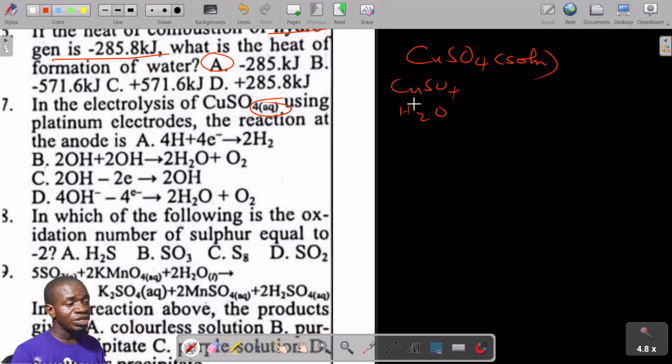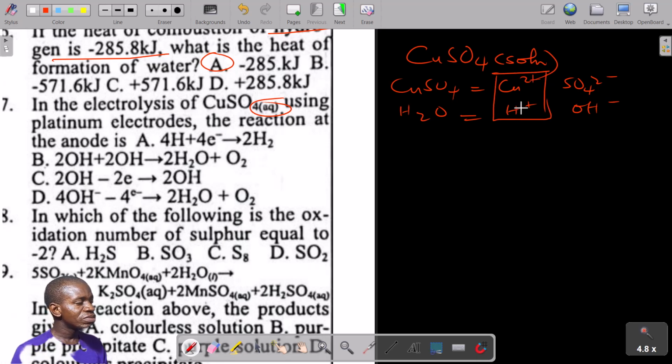And in electrolysis, there is going to be decomposition. So if this decomposes, it's going to be copper 2 ion and sulfate ion. Then this is going to give me hydrogen ion and hydroxide ion. These two are the positive ions, they'll go to the negative electrode called the cathode. And these two will go to the anode.